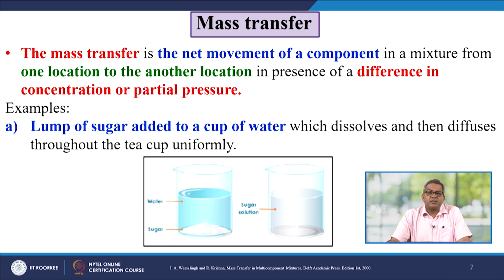Now, let us talk about mass transfer. Mass transfer is the net movement of a component in a mixture from one location to another in the presence of a difference in concentration or partial pressure, because some driving force must be there. One example is a lump of sugar added to a cup of water, which dissolves and then diffuses throughout the cup uniformly.